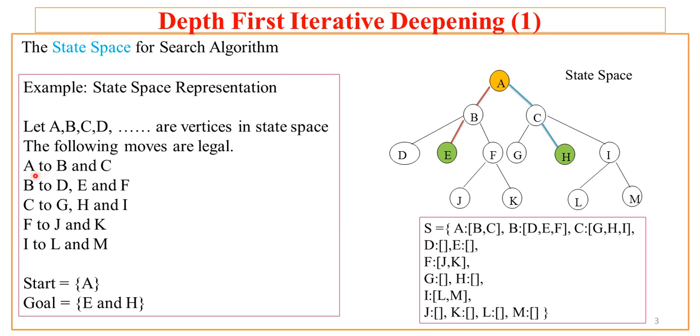Now one can move from A to B and C, one can move from B to D, E and F, one can also move from C to G, H and I, from F one can move to J and K, and from I one can move to L and M. And this description can be represented diagrammatically using a state space diagram. So let us focus here where I'm pointing. One can start with A and visit B and C. From B one can visit D, E and F. From C, G, H and I. From F, J and K, and from I, L and M. So this way this state space is represented.